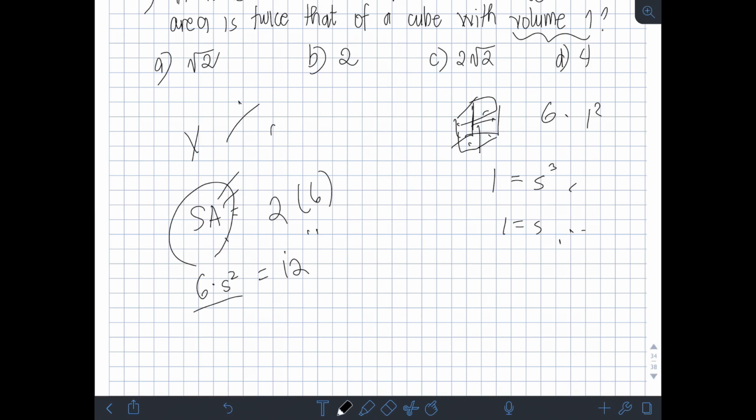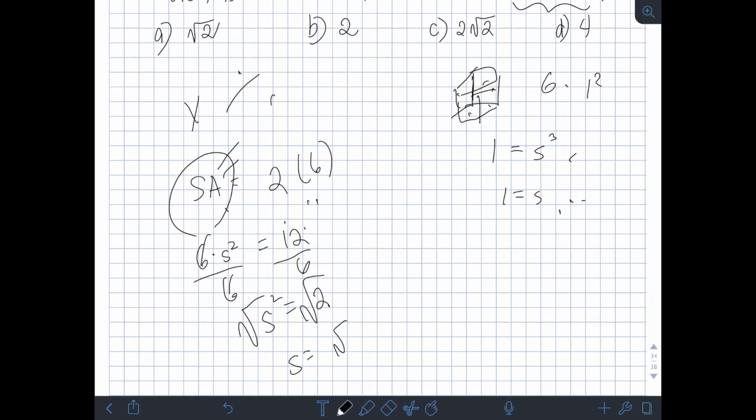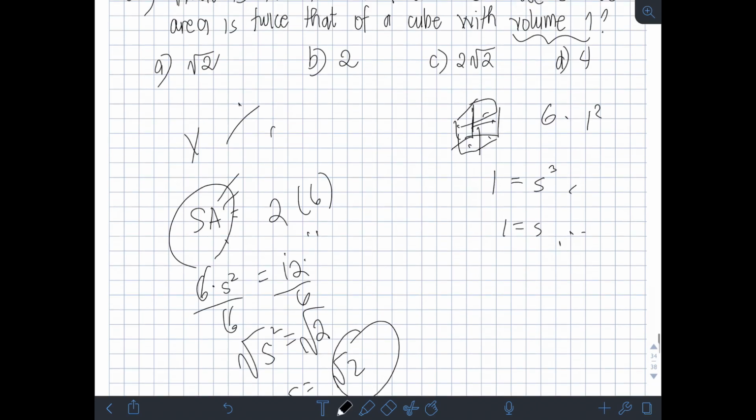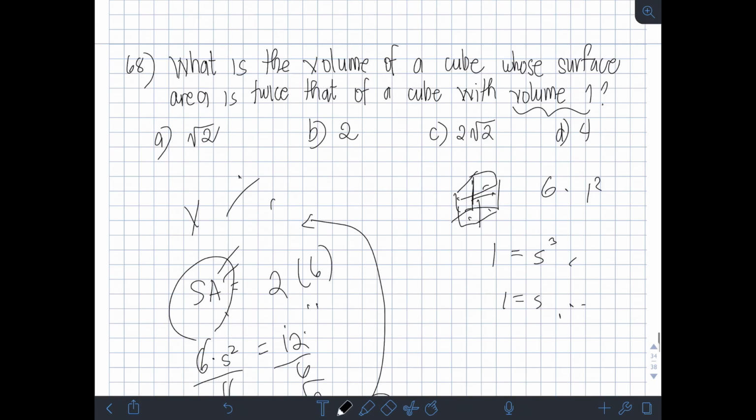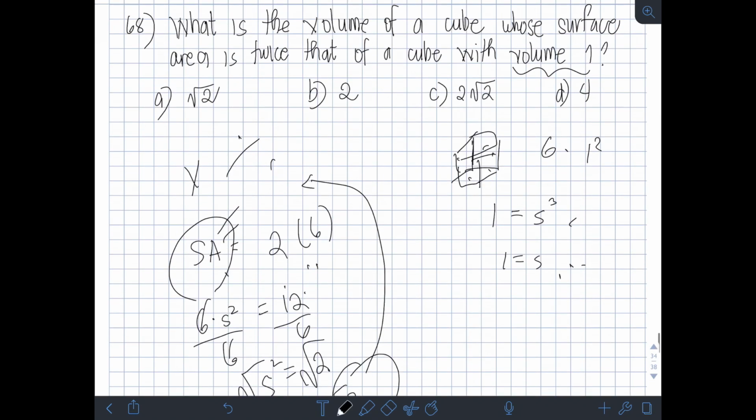So, therefore, divide both sides by 6. We have s squared is equal to 12 divided by 6 is 2. Square root both sides, we have s is equal to square root of 2. So therefore, yung edge pala or yung side nitong cube na kino-consider natin is square root of 2. So pag hinanap natin yung volume niyan, which is s cube, square root of 2 quantity cube. So ilan 'yun? Square root of 8 or simply 2 square root of 2.